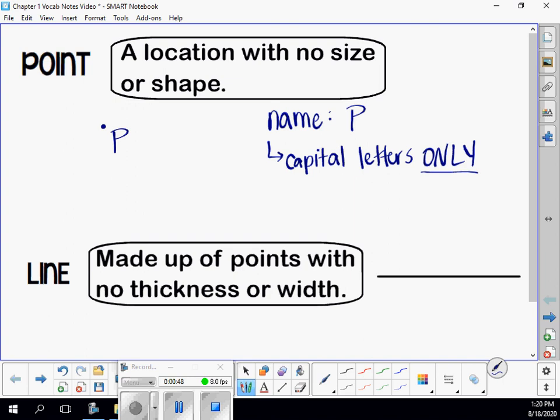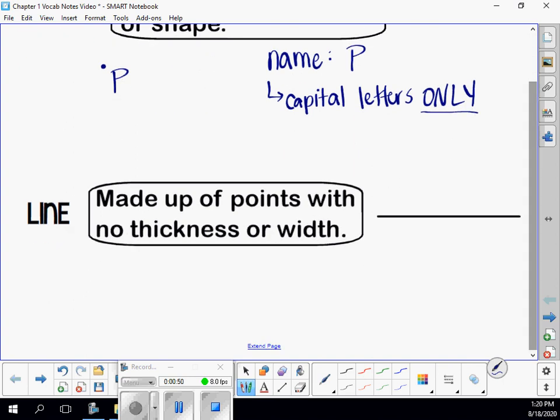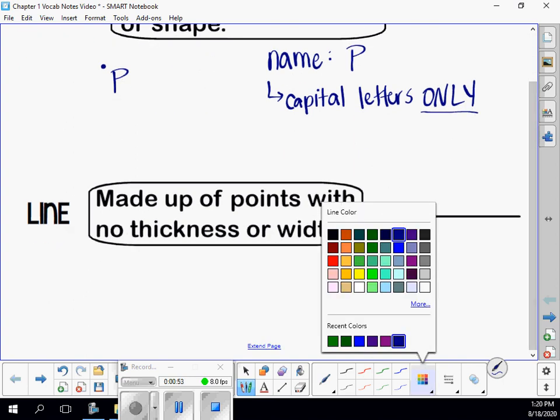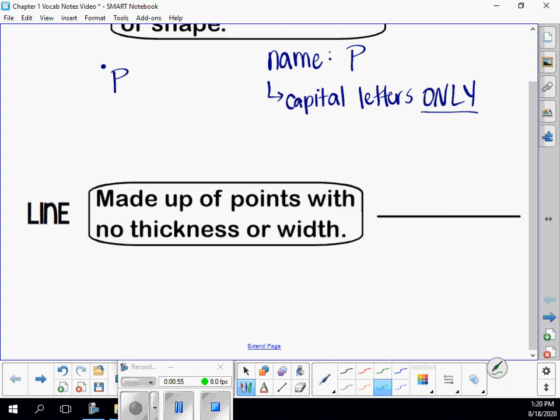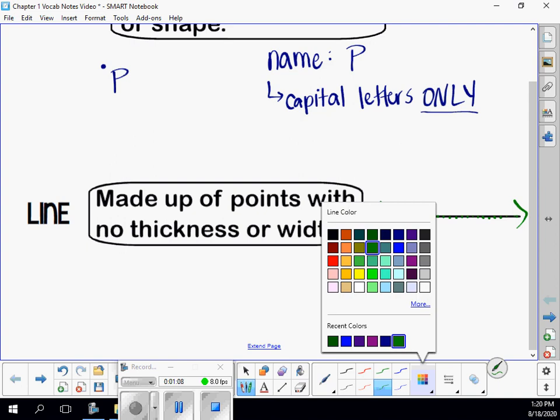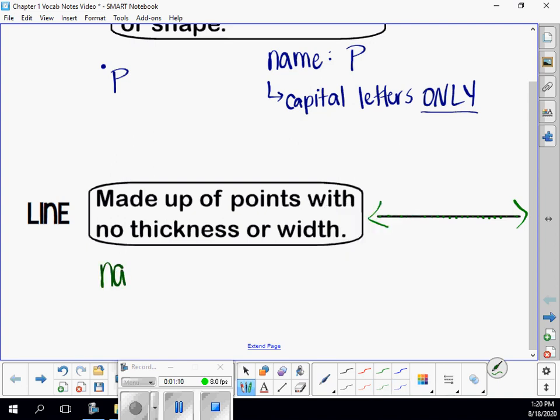Your next word is line. A line is made up of points with no thickness or width. So what that means is there's just a bunch of different points in here all squished together really close. It goes on forever in both directions, so we put arrows on both sides. To name it, you need to have 2 points. There's infinitely many points, but they're going to draw attention to 2 specific points. There may be more, but there's going to be at least 2.